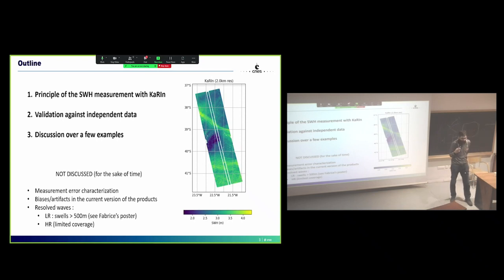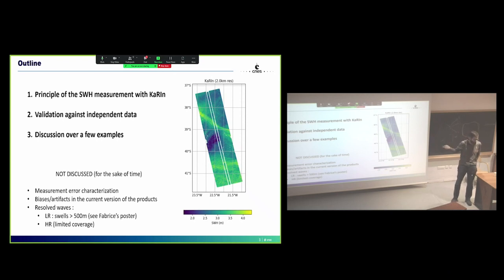So the SWOT data over ocean has gone through onboard processing, where there's some sort of massive averaging on board to reduce the amount of data that we need to downlink. And so the resolution of that, depending on how you define resolution, is about 500 meters. So waves that have larger wavelengths than that, we can resolve. And that's what Fabrice's poster is about.